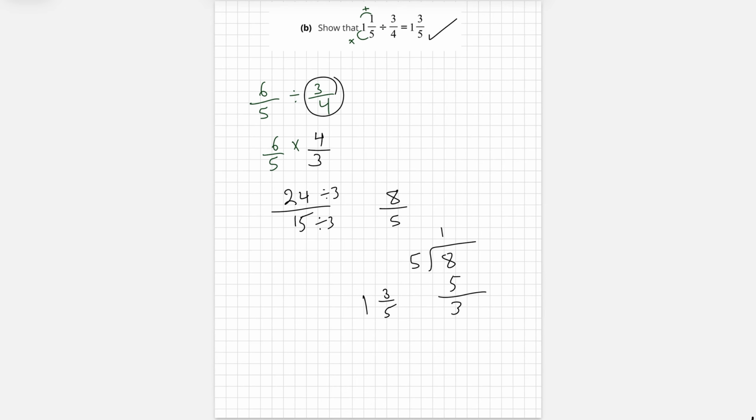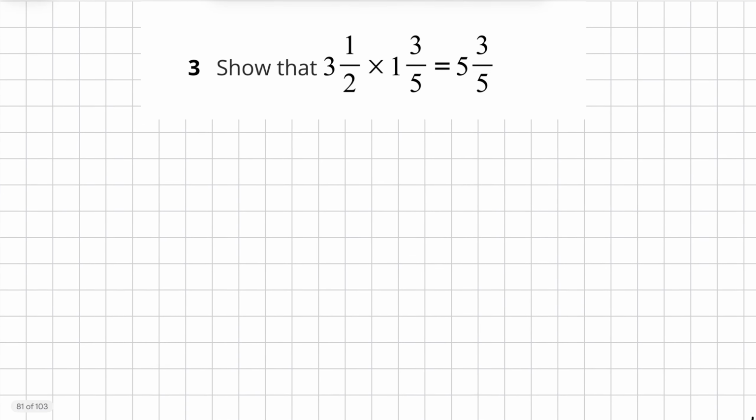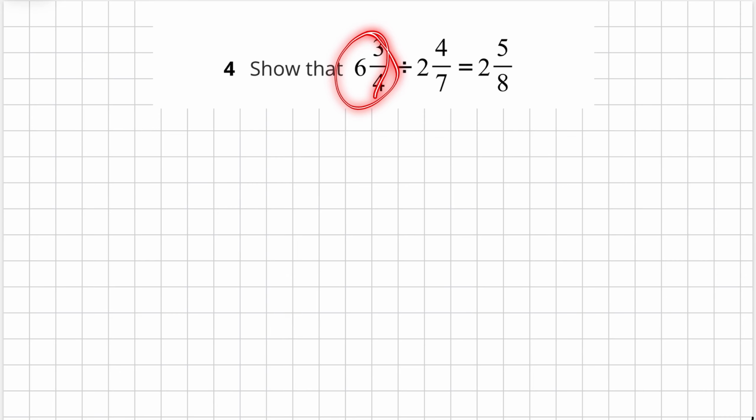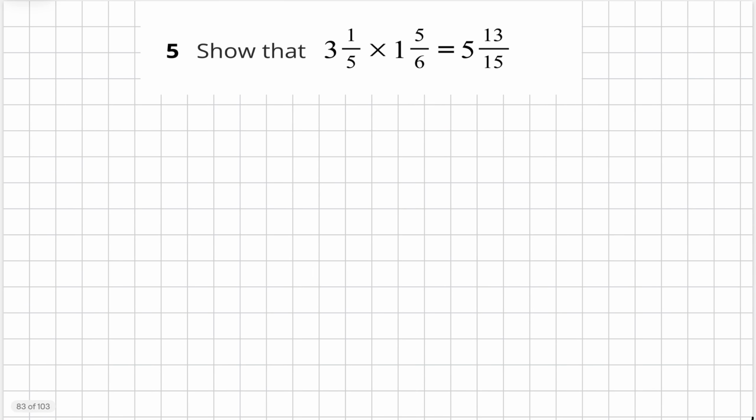Simple, easy, fantastic. We're going to be doing the same as the first question. This one is very easy. We have to change this into an improper fraction and this into an improper fraction, then change this into multiplication and flip over the other fraction and do the other steps. Similarly to the first question we've done, change this into improper and this into improper and then multiply without making the same denominator.